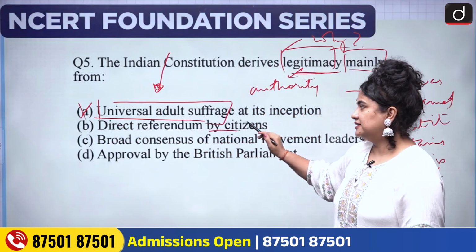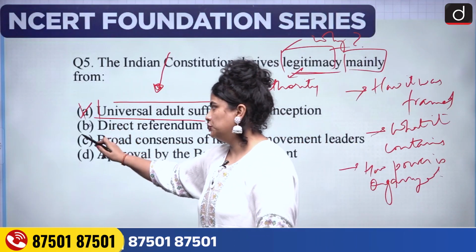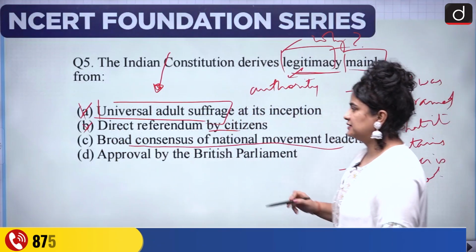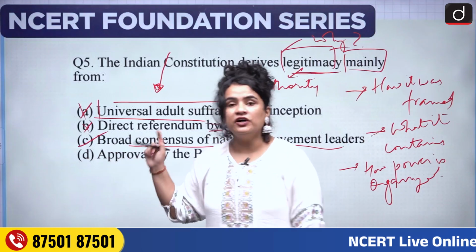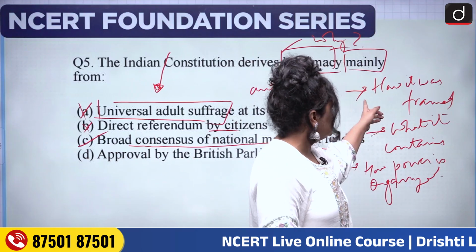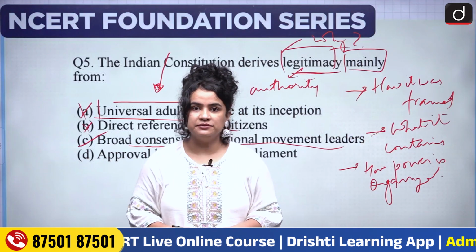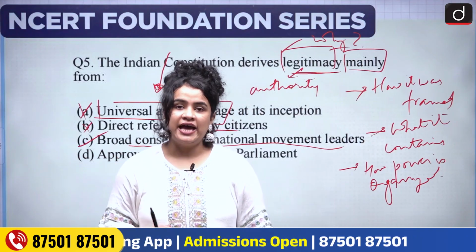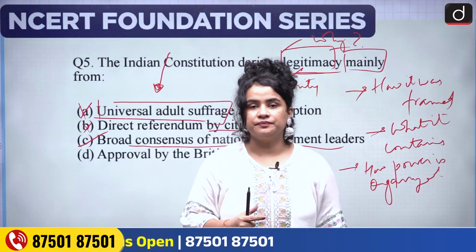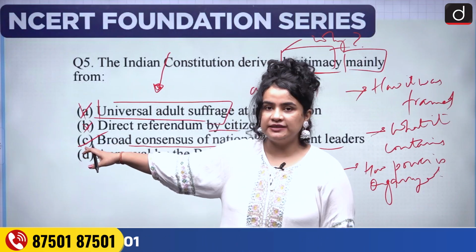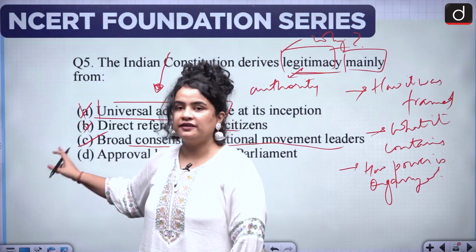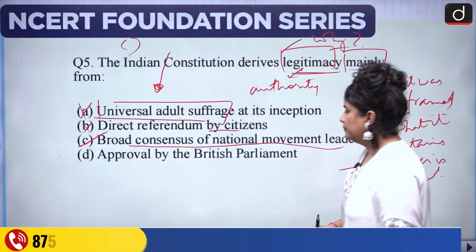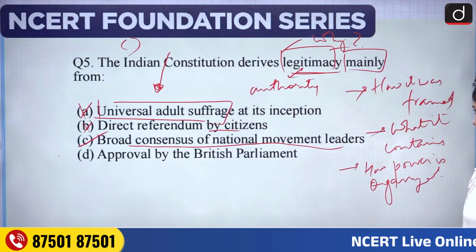Option B says direct referendum by citizens. No. C, broad consensus of national movement leaders. Absolutely correct. This was the first point that we discussed as to how the Constitution was framed. And we discussed that because it had the confidence and the trust of so many citizens who supported these leaders in the freedom movement, hence we can arrive at this as the correct answer. Option C being our correct answer in this case.